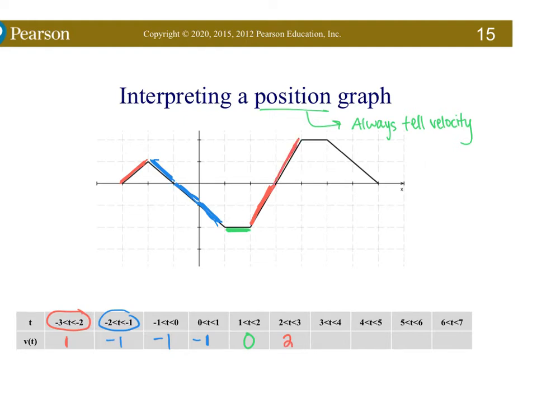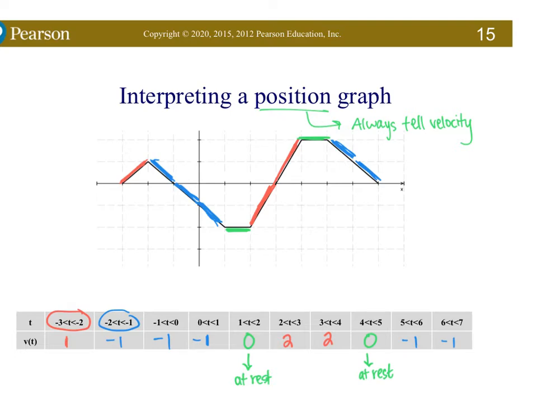And then from 3 to 4, the velocity continues to be 2. From 4 to 5, my slope is 0, so my velocity is 0. And remember, every time velocity is 0, the particle is at rest. And then from 5 to 6, we have a negative slope, -1, and also from 6 to 7. So that's reading a position graph from which you can always tell the velocity.